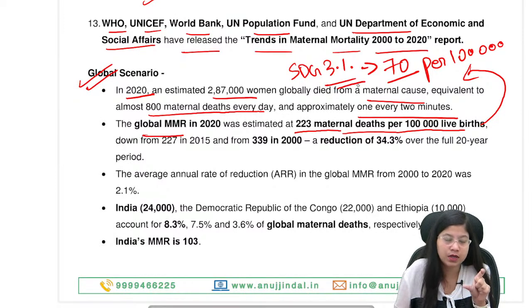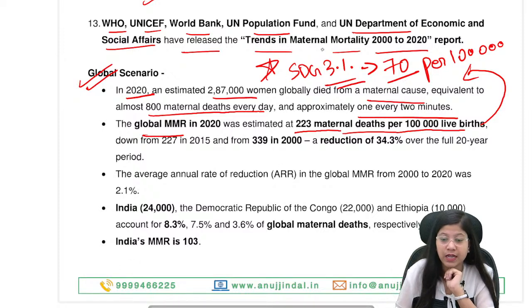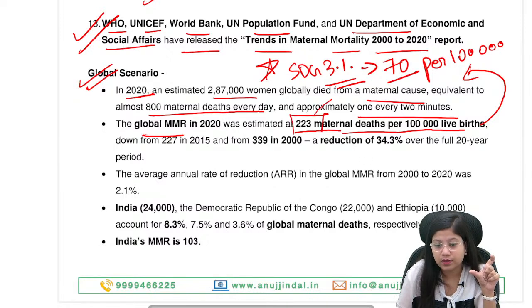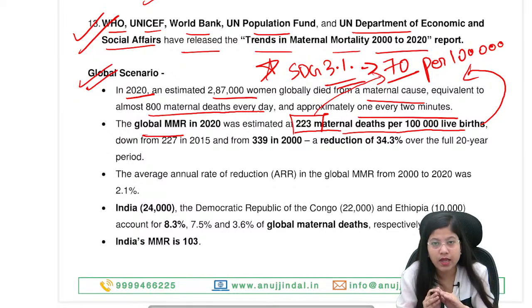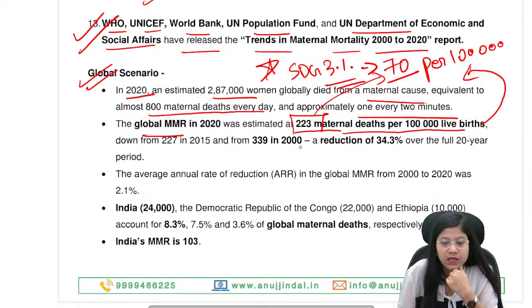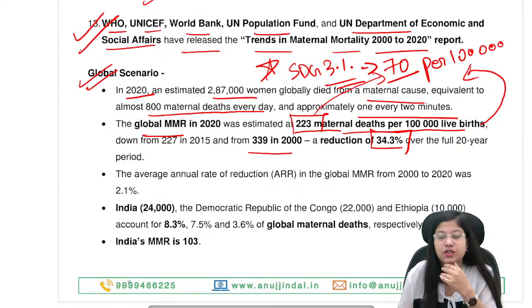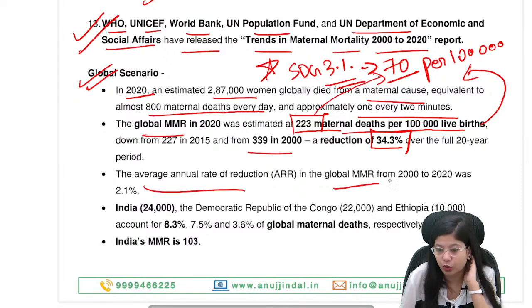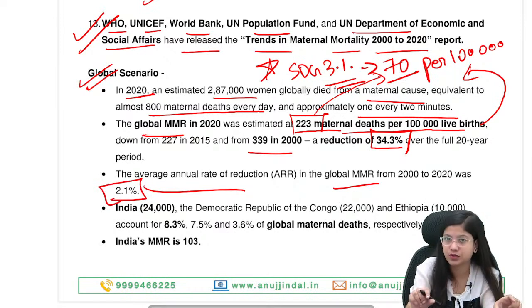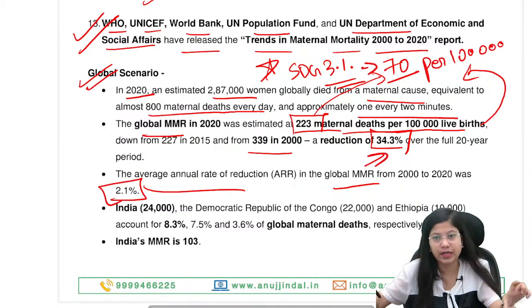SDG 3 is for good health and well-being, and the target 3.1 says that the maternal mortality rate should be reduced to 70 per 1 lakh. This is very, very important. Do remember this. And in 2020, as far as this report is concerned, it was 223. So a huge effort is required to reduce this number, which is above 200, to 70. Obviously, we have seen a reduction from 2000, and the reduction percentage is 34.3%. The annual rate of reduction in global MMR was 2.1%. This is the annualized rate. Per year the rate was 2.1%, but the total reduction in the 20 years is 34.3%.